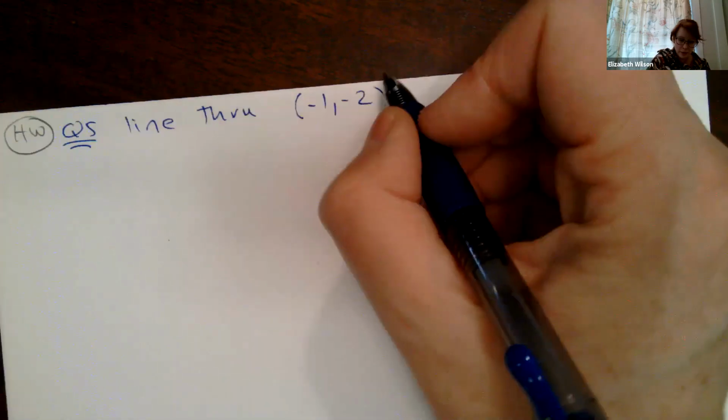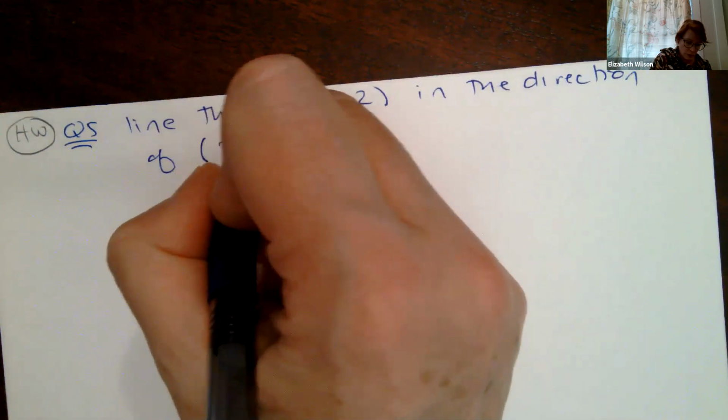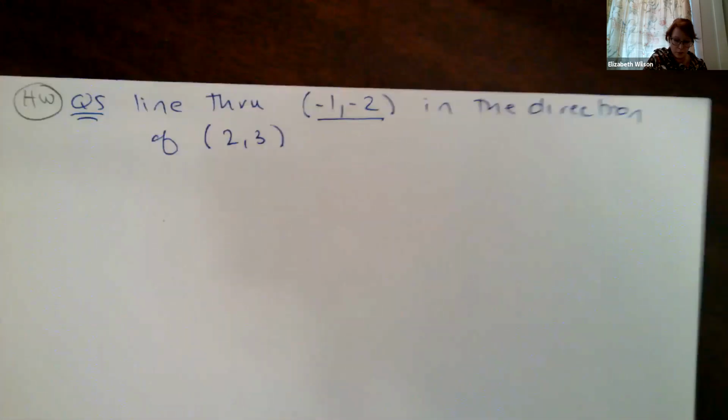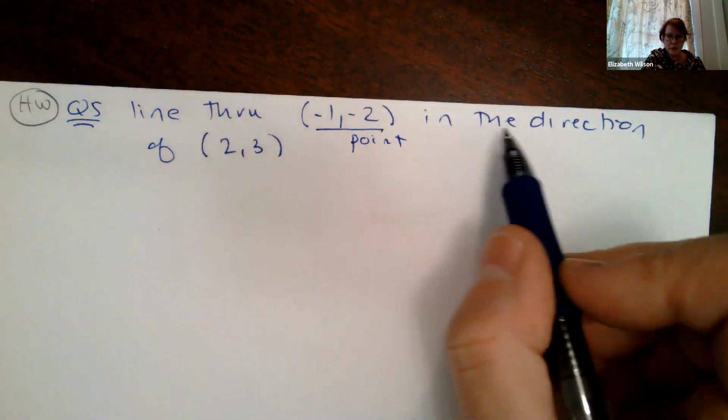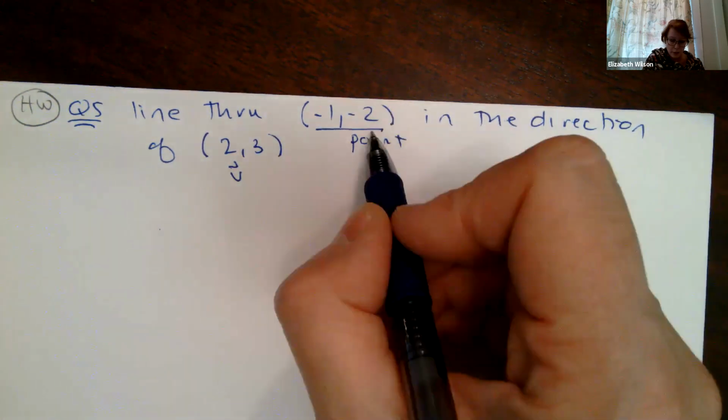Okay, so let's start from the beginning. Homework question 5. We've got a line. The line goes through (-1, -2) and in the direction of (2, 3). So the line through is a way of saying a line through a point. This is our point on the line. When we say it's in the direction of, this is another way of saying we have a vector that's going to be parallel to that line. So we have a point and we have a vector.